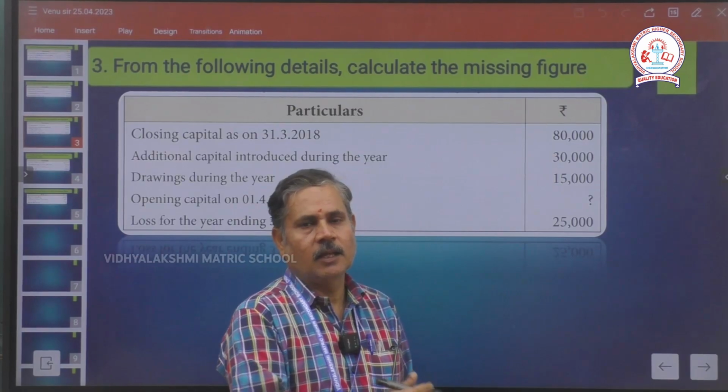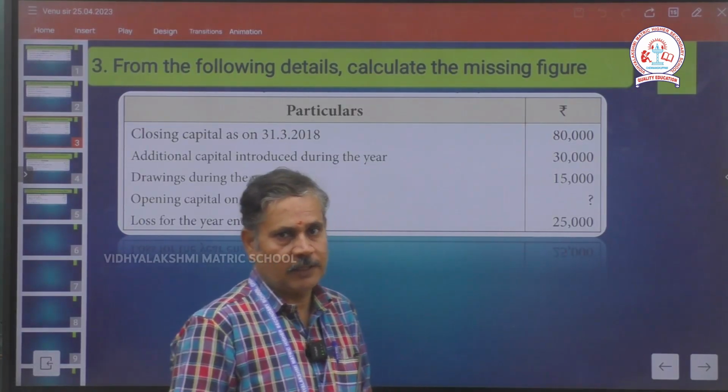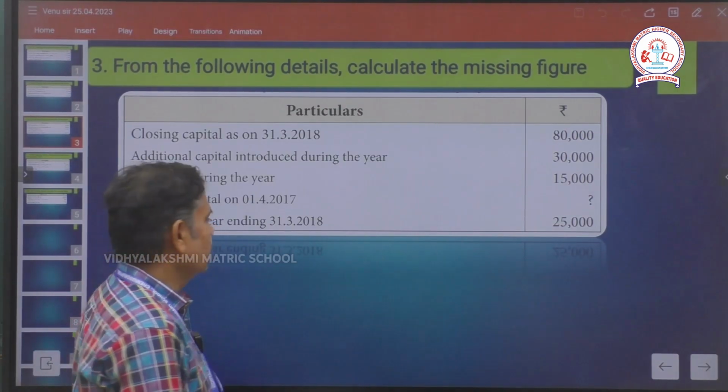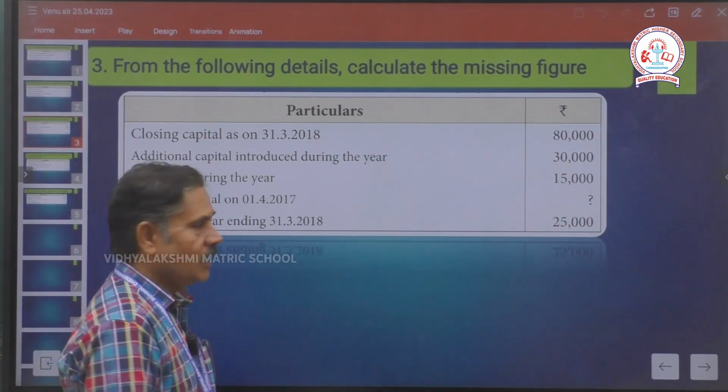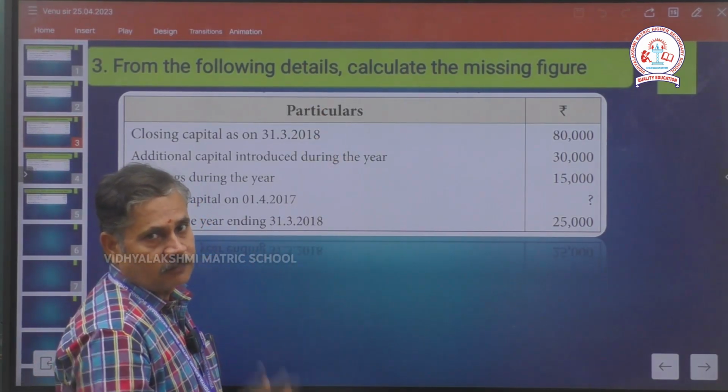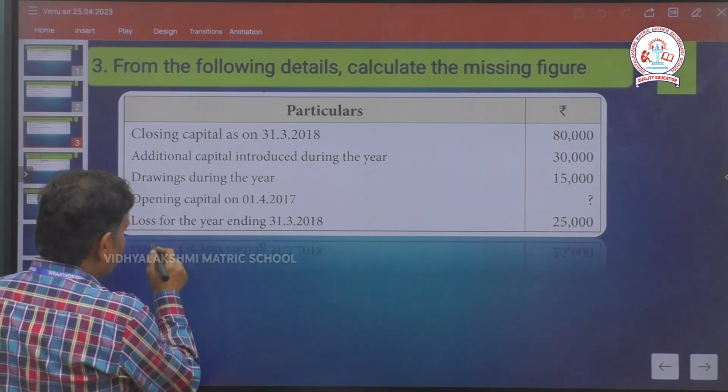So based on that, now we will do the sum. Find out the answer, opening capital. How to find the answer is the same format, nothing will be changed, but we write the values as per the formula. Okay, write the heading first.